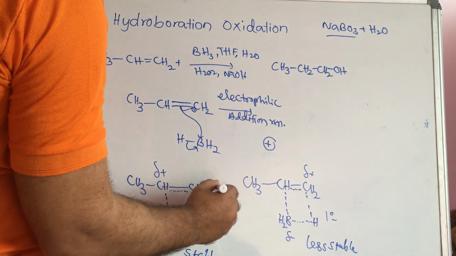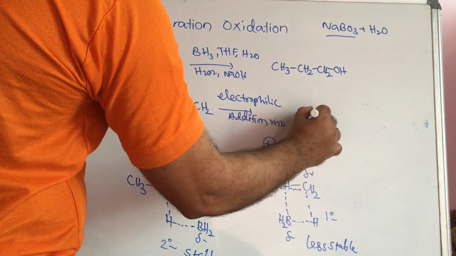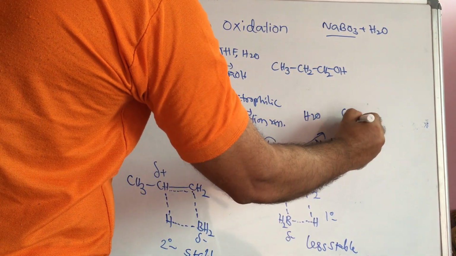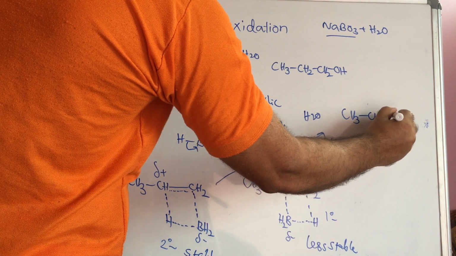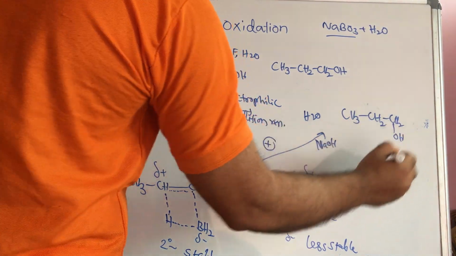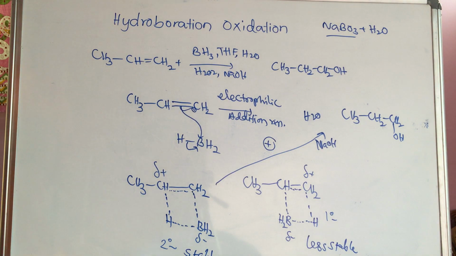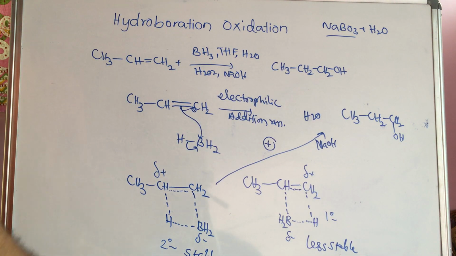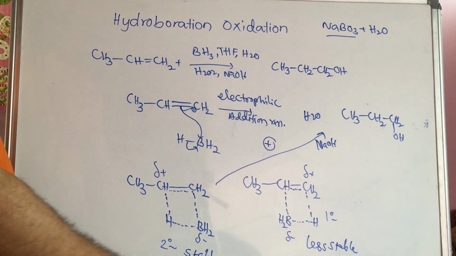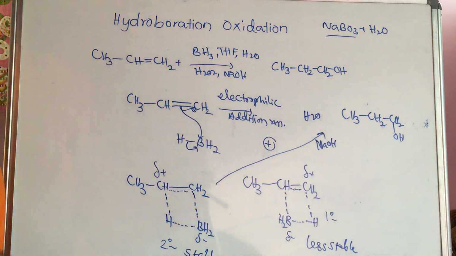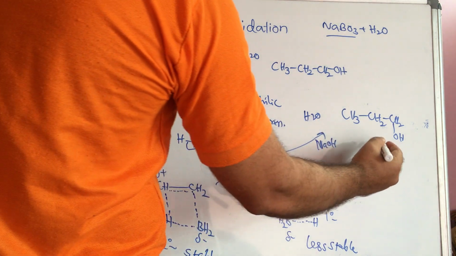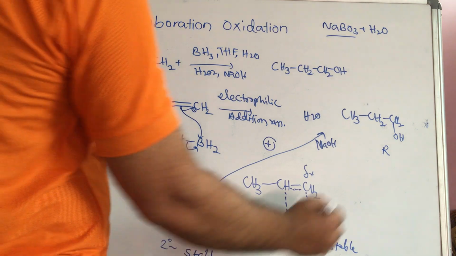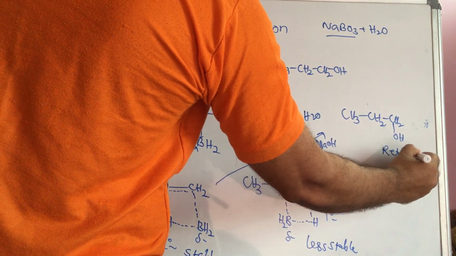In this step, when it reacts with H2O and NaOH, we will get the product CH3CH2CH2OH. But keep in mind, when OH is added to this carbon as BH2 is eliminated, it is retention of configuration. So that is also important for competitive exams. This replacement of BH2 by OH is retention of configuration.